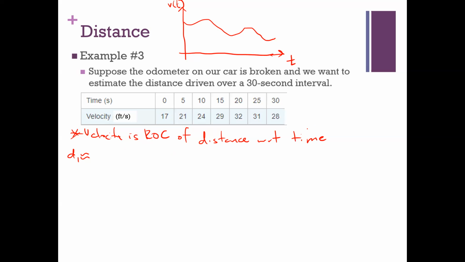So let me try to break this thing down into math speak here. We know that velocity is equal to, I'll call it average velocity, the change in distance over change in time, right? So from there, can I say this? The change in distance is equal to whatever the average velocity is times the change in time.